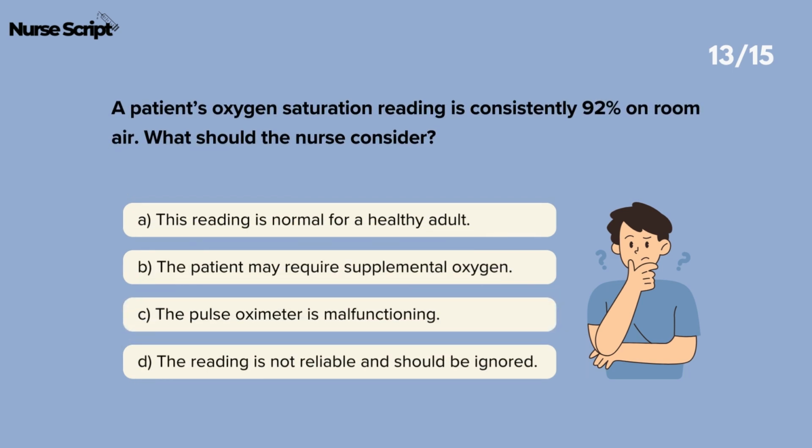A patient's oxygen saturation reading is consistently 92% on room air. What should the nurse consider? The patient may require supplemental oxygen.